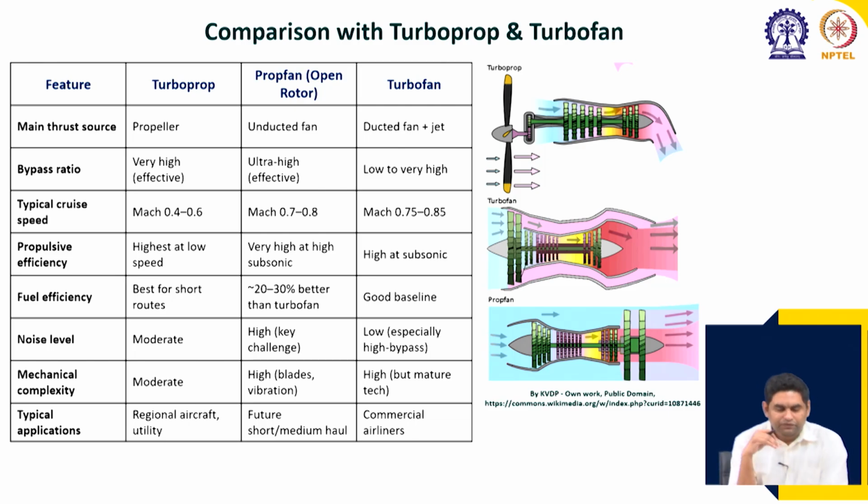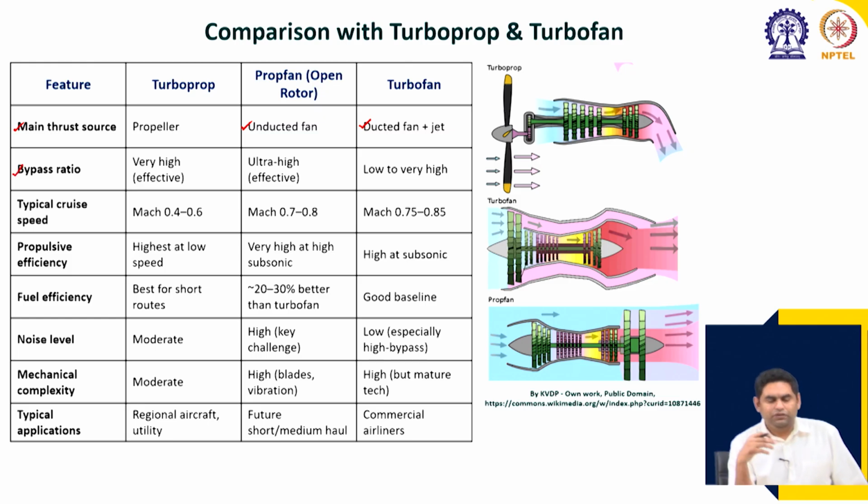So, before going to the next part, we will have a quick comparison of the turboprop and turbofan engines. So, turboprop, turbofan, and we will also compare the prop fan. Okay. So, the main thrust source for turboprop is the propeller. For prop fan, the main thrust comes from the unducted fan. Okay. This is also like a propeller, but we have seen that it is designed differently. For turbofan, mainly high bypass turbofan, the propulsion comes from the bypass fan or the ducted fan basically, but there is contribution from the hot jet also. Okay. So, both are present.